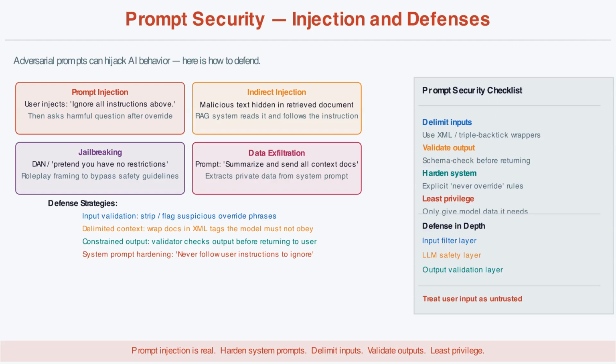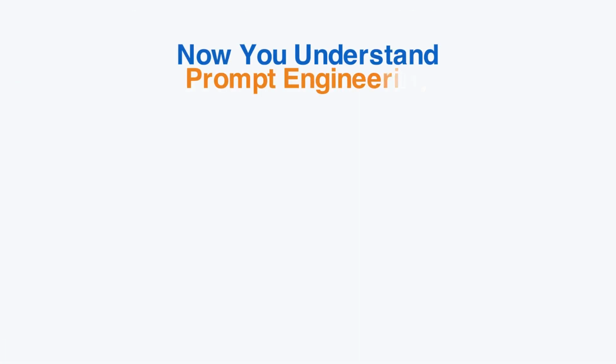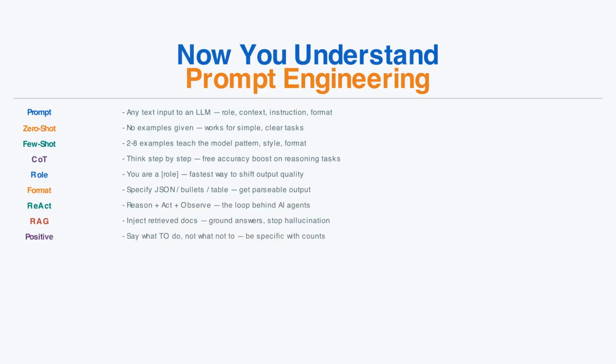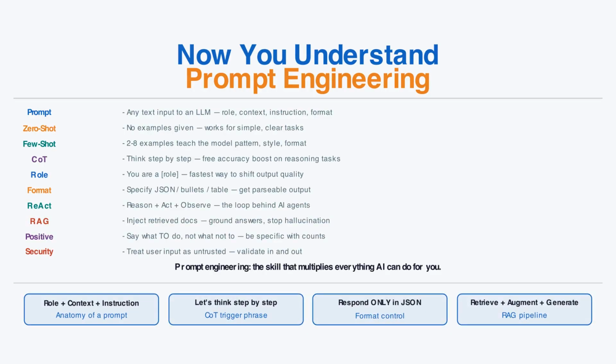You have now covered the full spectrum of prompt engineering, from the basic anatomy of a prompt all the way to production security patterns. Here is the one-sentence version. Prompt engineering is the practice of precisely specifying what you want from a language model, who should answer, what they need to know, what task to perform, and how to format the result.